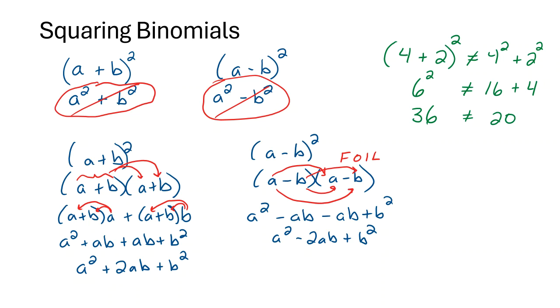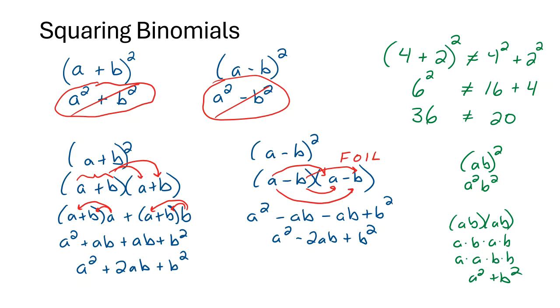It doesn't work. Now what you might be thinking about is if you have a times b and you're squaring that, yeah, that is a squared times b squared, because what you're really doing is taking ab times ab, a times b times a times b. You can rearrange these terms and come up with a squared times b squared. But when we have this plus in here, you cannot just do a squared plus b squared.